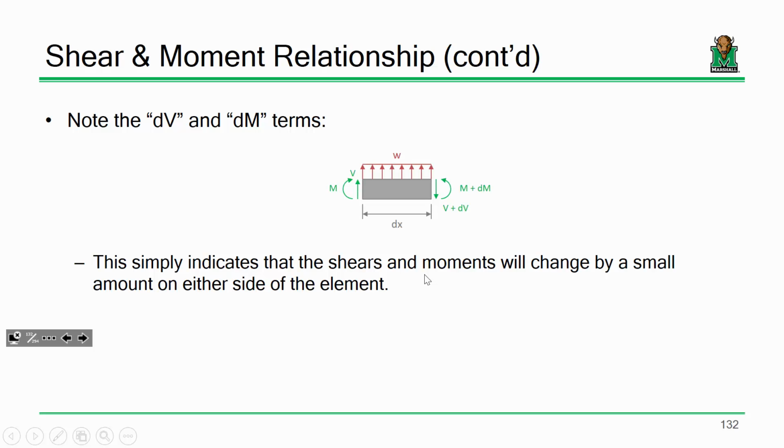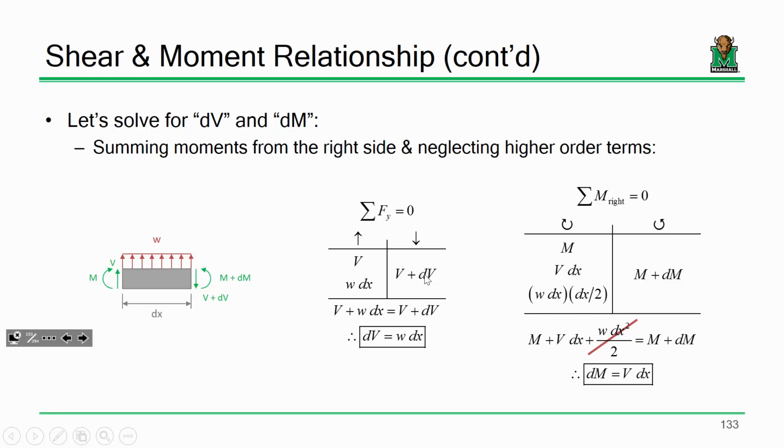And you're going to find it's pretty basic, okay? So we're going to use equilibrium to determine how much that dV and dM changes from one end of the element to the other. So just treat it like you would any statics problem. So we sum forces in the y direction, so everything going up has got to equal everything going down.